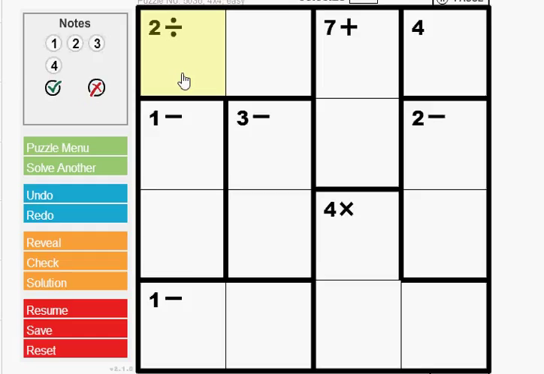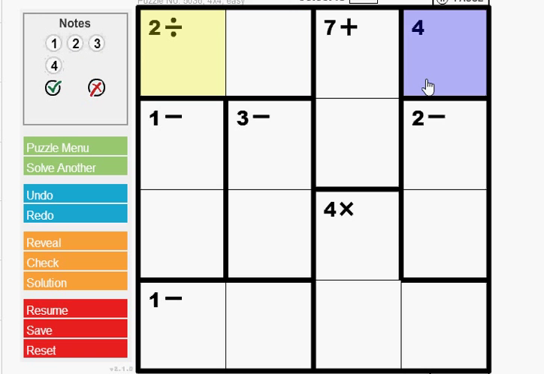Welcome to the world of KenKen. In today's video, we are going to solve a 4x4 KenKen puzzle. All the rules remain the same. The only difference is, now in place of 1, 2, 3, we can use the numbers 1, 2, 3 and 4.